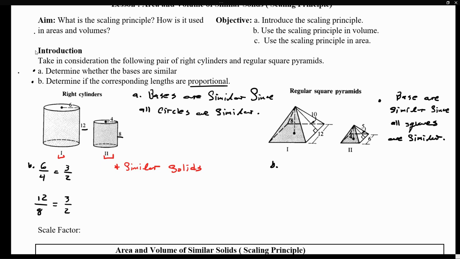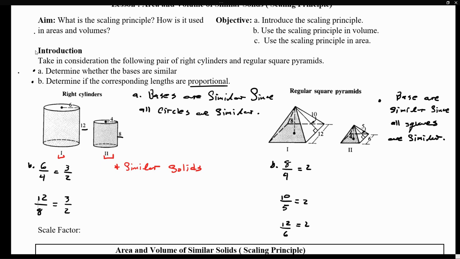Now, let's see if we do have this idea of proportionality. Let's take the height of the left regular square pyramid, which is 8, and divide it by the height of the second square pyramid, which is 4. This gives us a value of 2. When I take the slant height of the figure on the left and divide it by the slant height of the figure on the right, that is 2 as well. Let's take this side of the regular square pyramid, which is 12, and divide it by the same side of the second figure, which is 6, which is also 2.